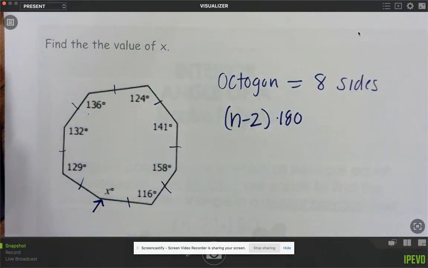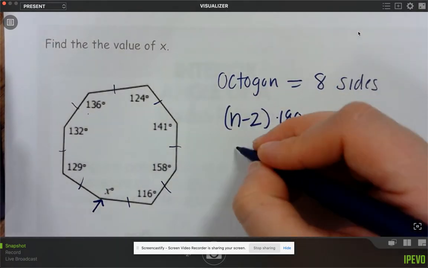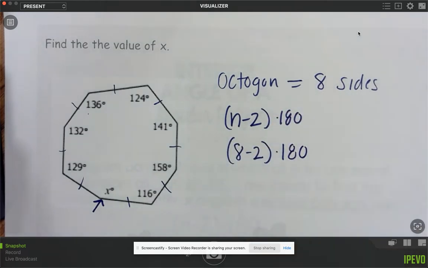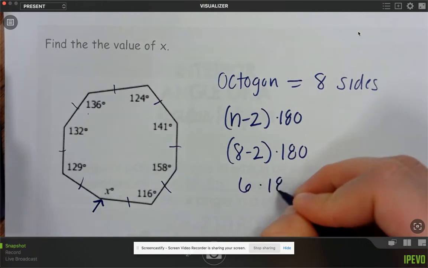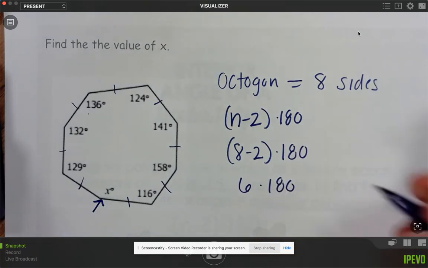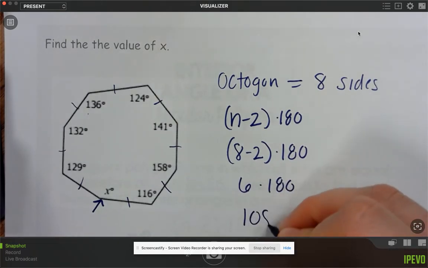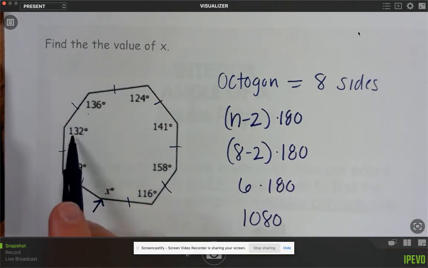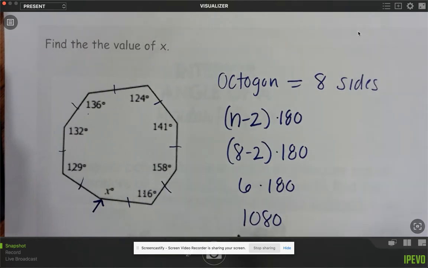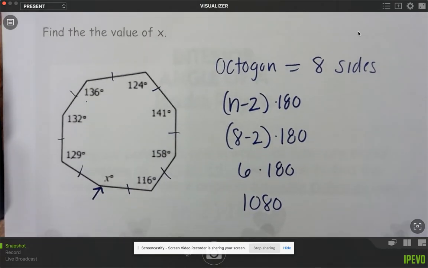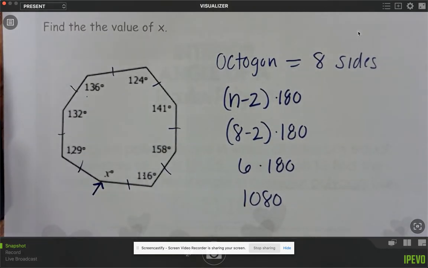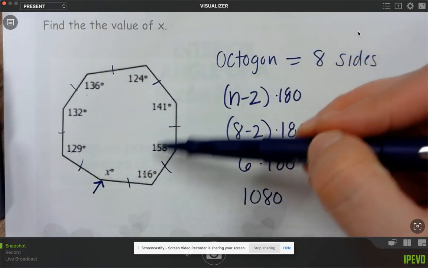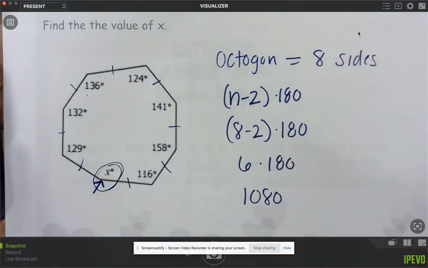Now we plug in 8 for n, so 8 minus 2 times 180. So 6 times 180 gives us 1,080. So now, again, all 8 of these angles in here have to add to this 1,080. So now all we have to do is subtract all 7 of these angles to see what's left over for our missing angle x.